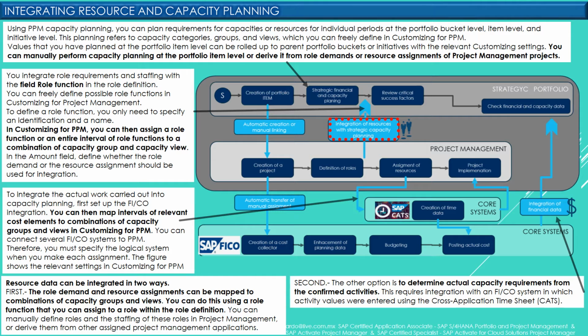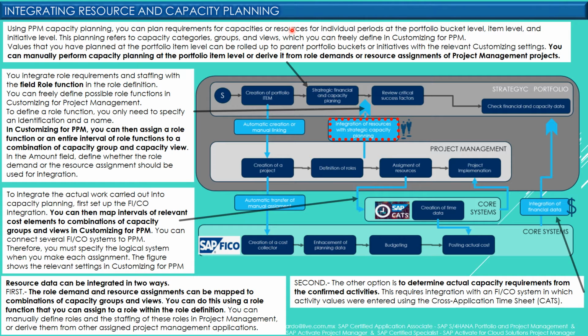Well, as you can see here, this slide is full of information. My intention is that in only one shot you can get all the concepts that are needed to understand the integration of resources between operational projects and strategic projects. Using PPM capacity planning, you can plan requirements for capacities or resources for individual periods at the portfolio bucket level, item level, and initiative level. This planning refers to capacity categories, groups, and views.